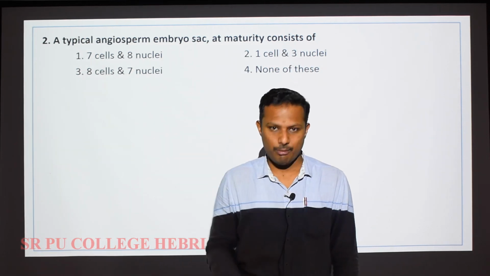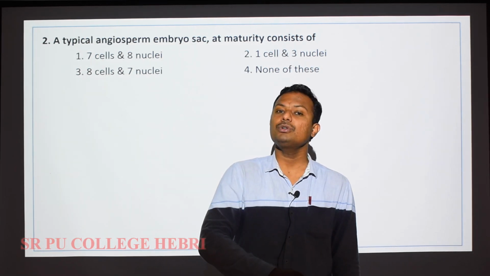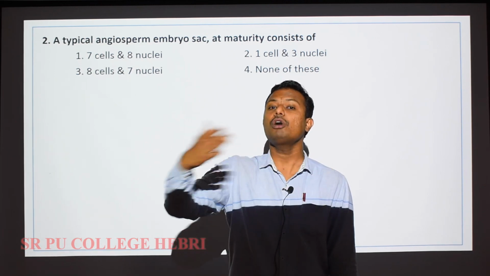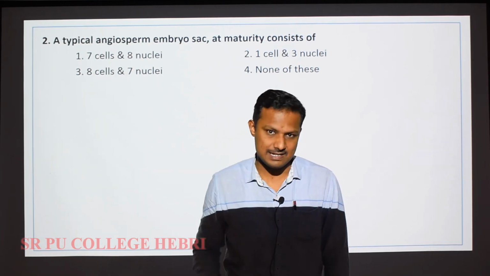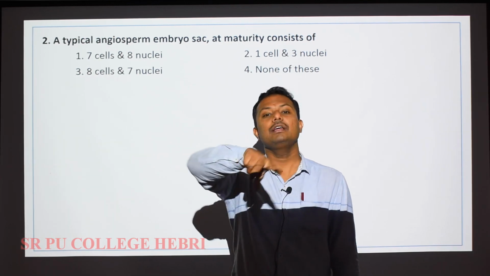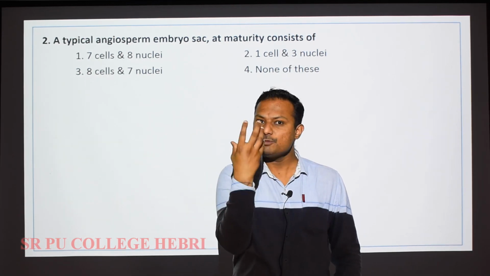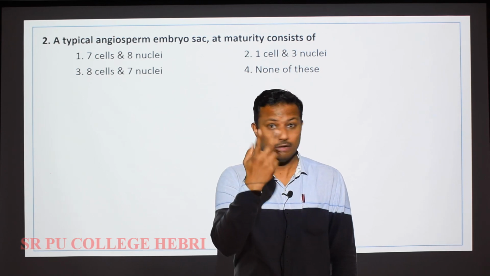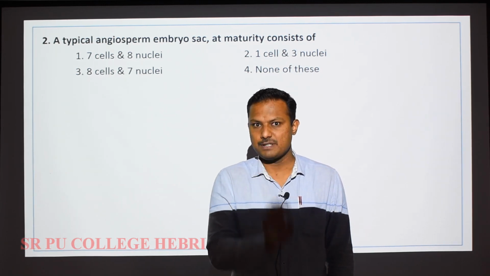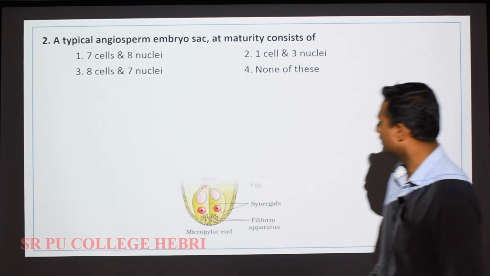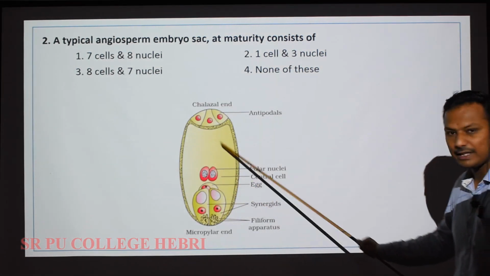8 nuclei are formed. After the formation of 8 nuclei, wall formation takes place in such a way that they form 7 cells. So among these 8 nuclei, there must be one cell which consists of 2 nuclei. Which is that cell? That is the cell present at the center. You can look at this diagram. We call it the central cell.